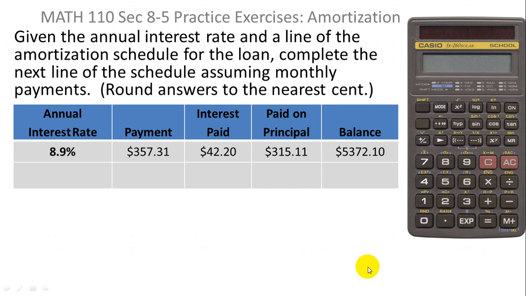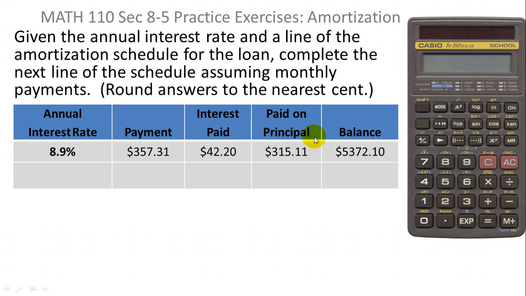Given the annual interest rate and a line of the amortization schedule for the loan, complete the next line of the schedule, assuming monthly payments and rounding our answers to the nearest cent. So this is the first line of the table representing the first month. The interest rate's 8.9%. The monthly payment is $357.31. The amount of interest paid was $42.20.